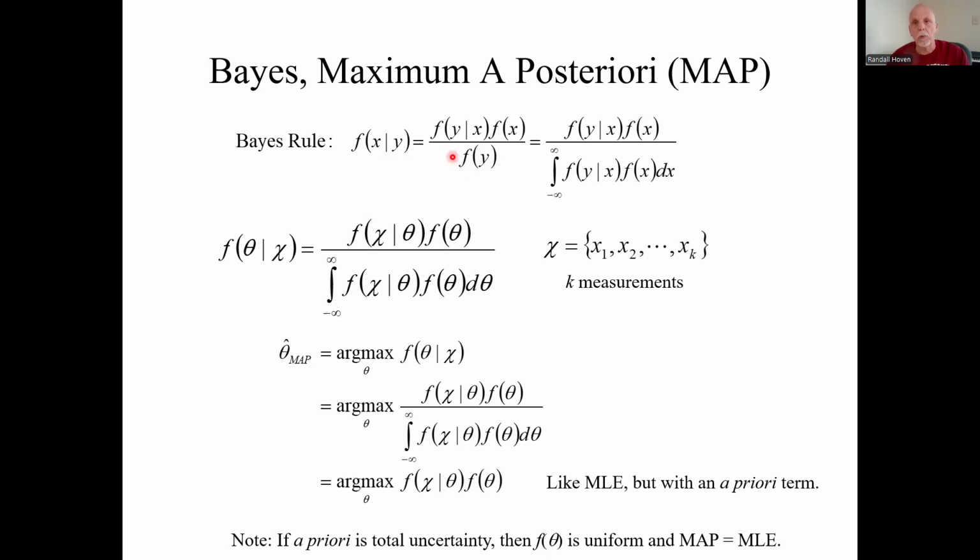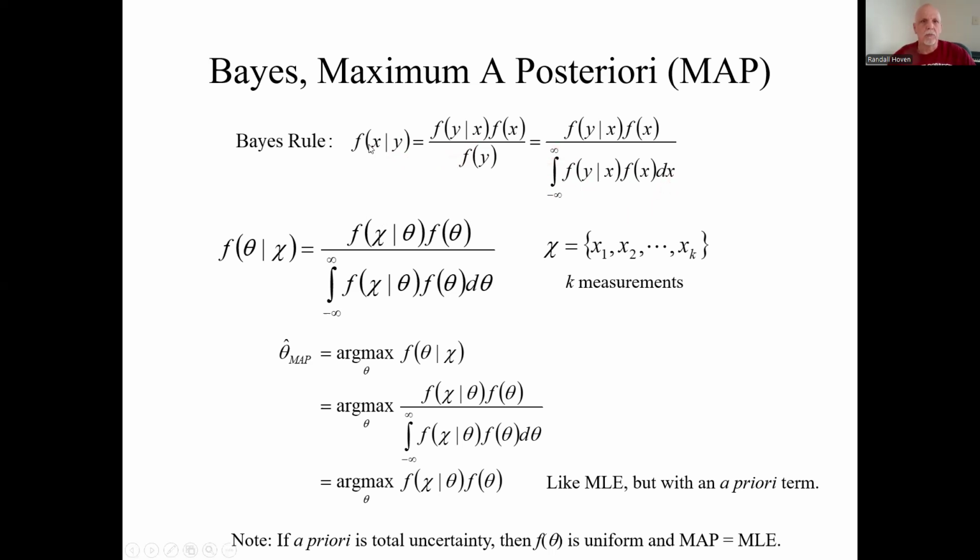And we'll replace this denominator here. This integrand, trust me, is the joint PDF of X and Y. This was another way to write that, if you recall. And if you integrate the X out of the joint PDF, you just get F of Y. So we'll replace this F of Y with that integral.